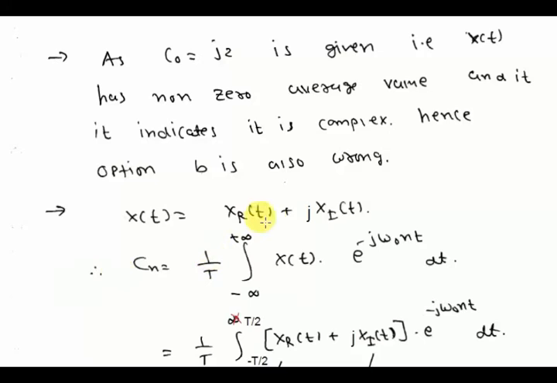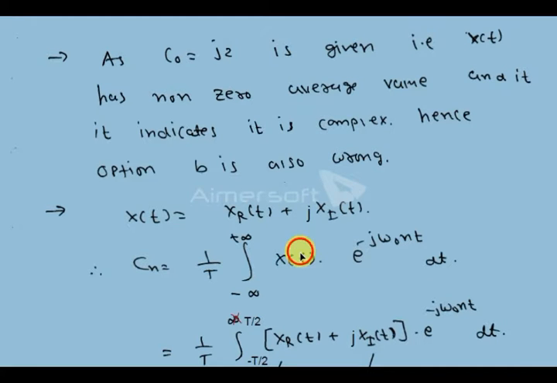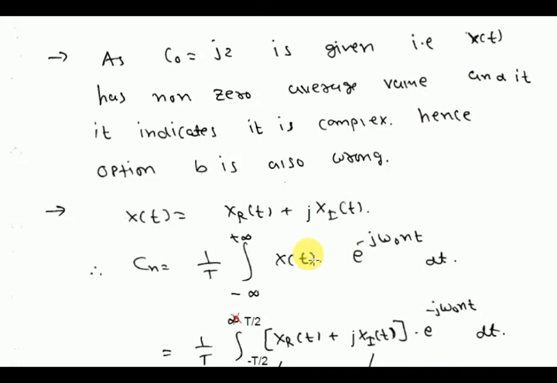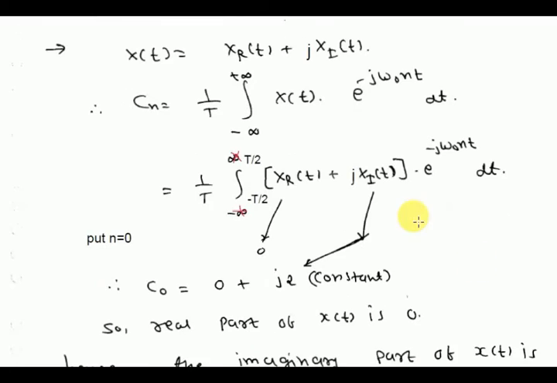x of t equals xr of t plus j xi of t. I told you that each signal can be represented as the sum of a real part and an imaginary part. So if you use the Cn formula, the same previous formula, put in x of t here and put n equal to 0. So C naught will be equal to this term, which will be 1, and as we know C naught is 0 plus j2, which is given in the question.